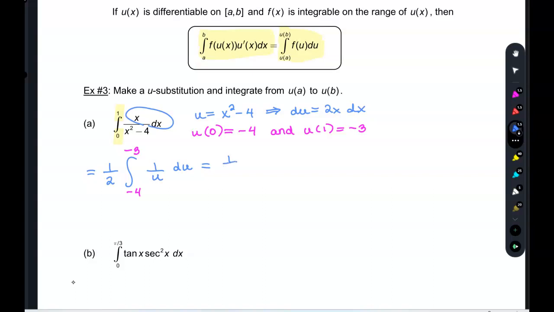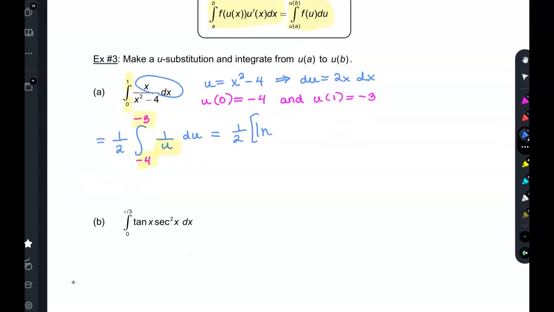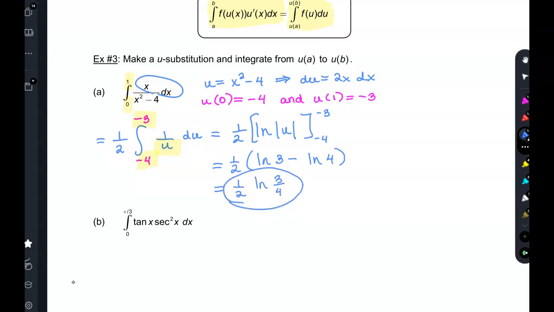So I have 1/2 natural log of the absolute value of u, evaluated from negative 4 to negative 3. So now we get 1/2 natural log, taking the absolute value of negative 3, that'll just be 3, minus natural log of the absolute value of negative 4, which is 4. And I know when I have a subtraction, I can just change that to natural log of 3/4.